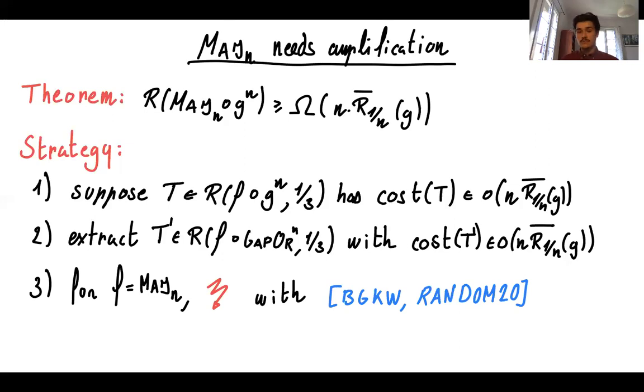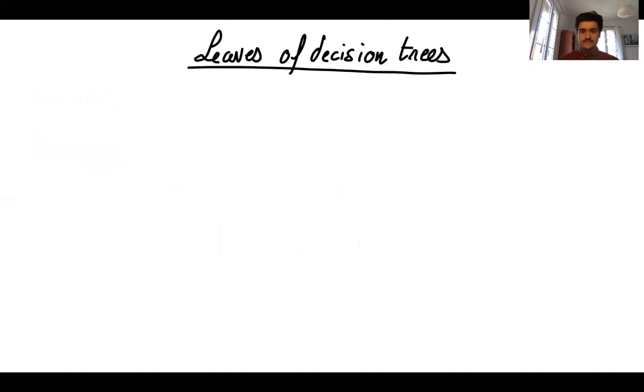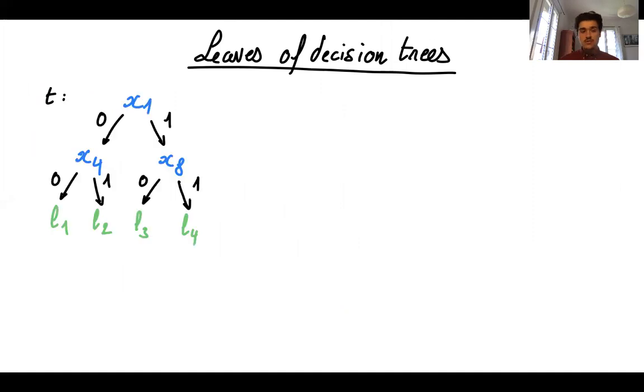So first, we need one slide of definition, and this will be about leaves of deterministic decision trees. Suppose you have a decision tree T, so maybe it looks at x1 first, and if it's 0, it looks at x4, and if it's 1, it ends up at leaf L2. One thing that we can see directly is that leaves are partitioning the input space.